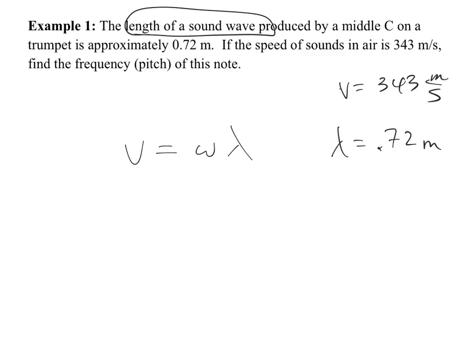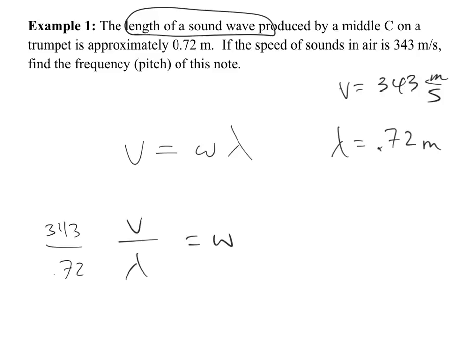If I were solving for omega, I would divide by lambda on both sides. If you're forgetting from yesterday, this is lambda, called the wavelength. This is omega, called the frequency. And this is v for velocity, or in this case, speed. So our solution will just be v divided by lambda.